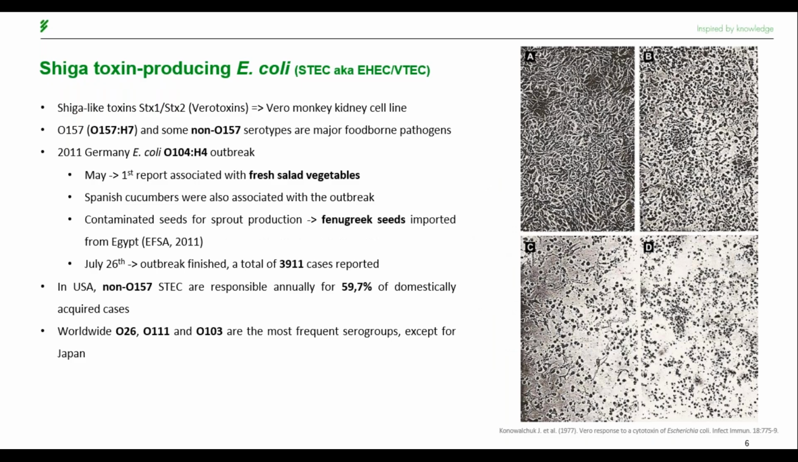So STEC is unique among these E. coli by virtue of harboring and expressing the genes for Shiga toxins type 1, STX1, and 2, STX2, that are very similar to the toxin produced by Shigella dysenteriae. Worldwide, the terms Shiga toxin and verotoxin are interchangeable because they refer to their cytotoxic effect on the Vero monkey kidney cell line. Therefore, STEC are often referred to as verotoxigenic E. coli, or VTEC.